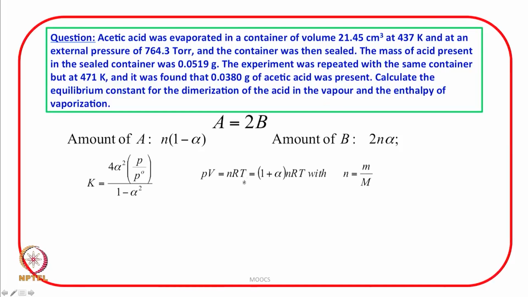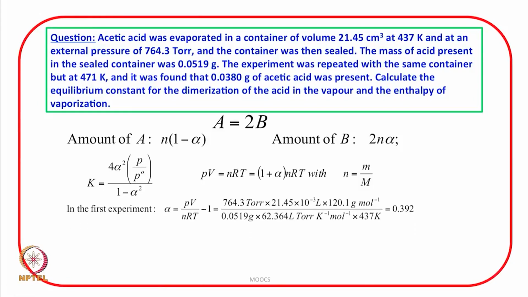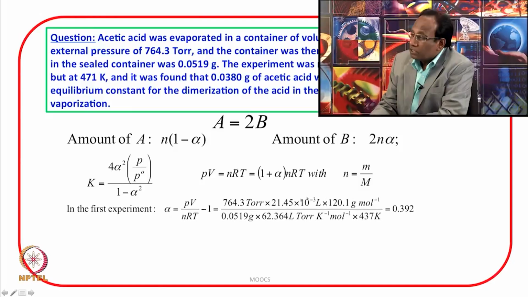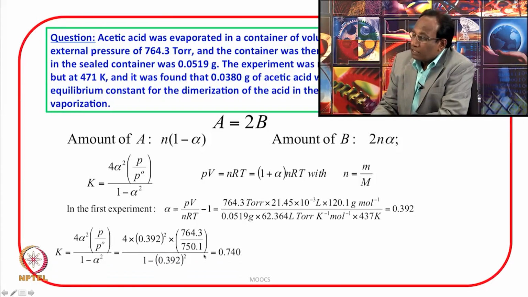So, therefore, PV is equal to nRT. In fact, this n should be read as n total, which is equal to 1 plus alpha into nRT, with n equal to mass divided by molecular weight. We get alpha: you rearrange this, alpha will be equal to PV by nRT minus 1, and it comes out to be 0.392. So, once you know alpha, you can easily calculate K. What you are getting is K equal to 0.740. This is at 437 Kelvin.